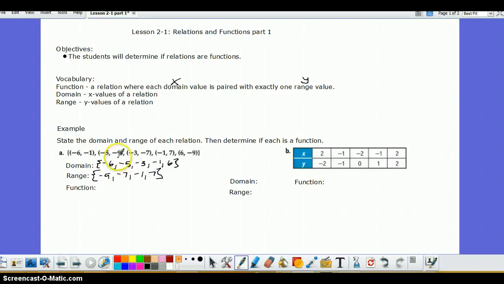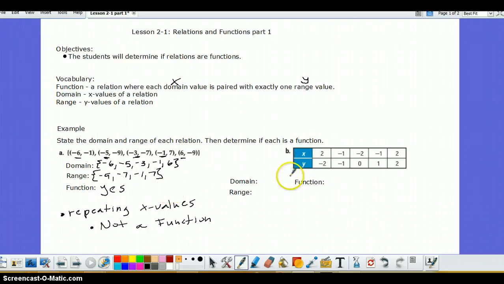When you have a group of ordered pairs or a table like the one we're going to talk about next, you're looking for repeating x values. If you get repeating x values, this is not a function. Period. Repeating x values means not a function. So -6, -5, -3, -1, and 6. No repeating x values, so yes, this is a function.